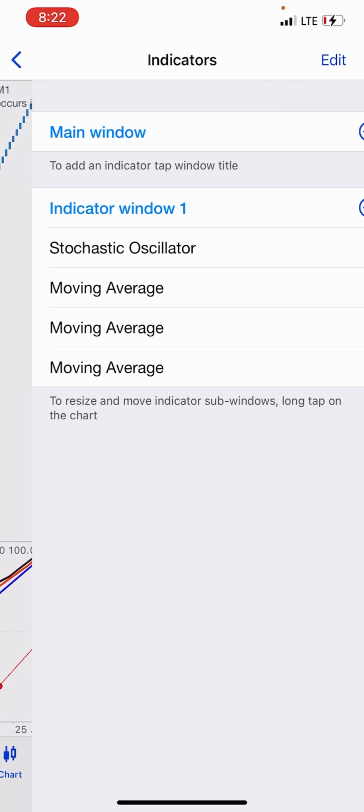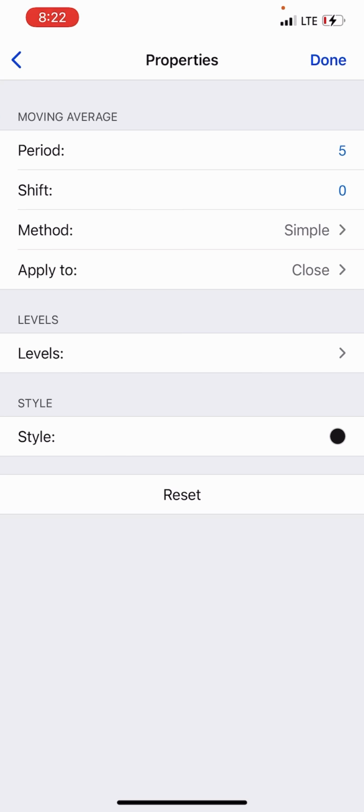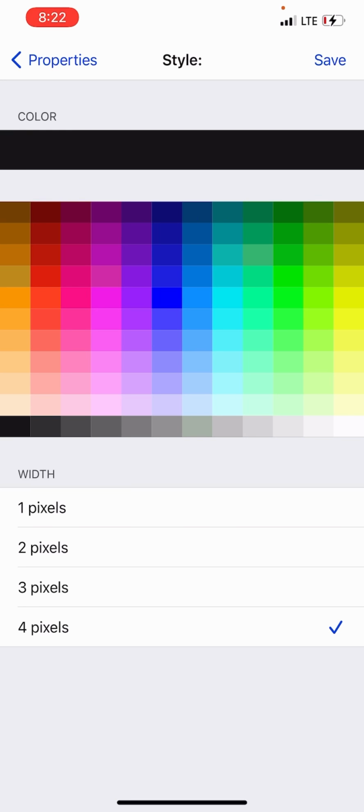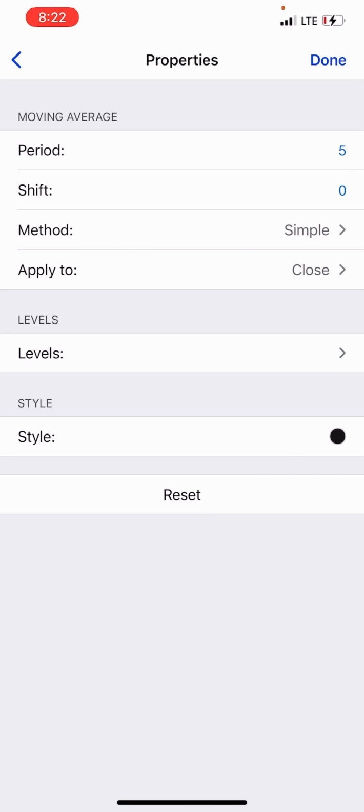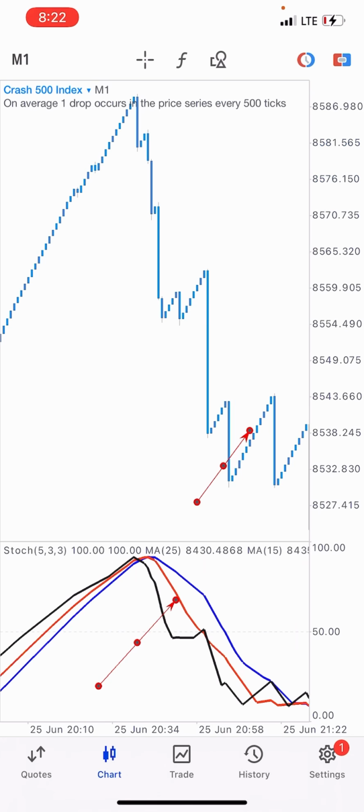Get it? And the last indicator is a moving average, period 5, shift 0, method simple, apply to close, then style black. My color was black. You save and click done. Very simple. These are the simple indicators that you need to install on your chart.